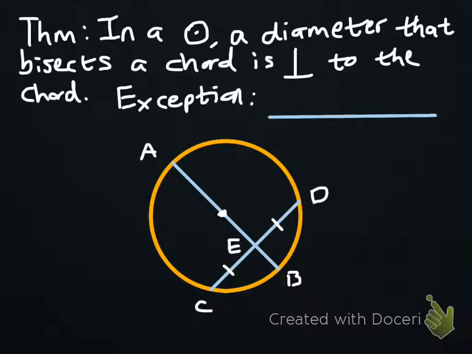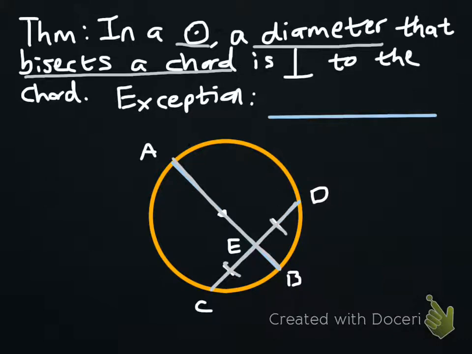This one will have an example attached to it. In a circle, a diameter that bisects a chord is perpendicular to the chord. There is an exception we'll talk about in a second. Let's look at the given information. We have a circle, and we have a diameter, in this case AB. It bisects the chord. That's all that's given to us. So we know that diameter AB bisects CD, giving us these two congruent parts.